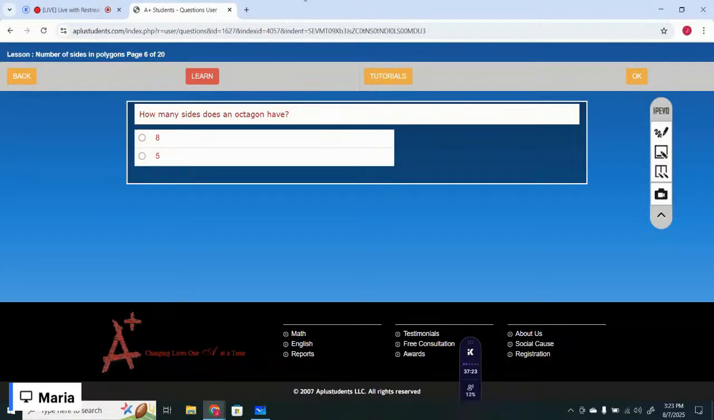How many sides does an octagon have? Octa means 8. So an octagon has 8 sides.